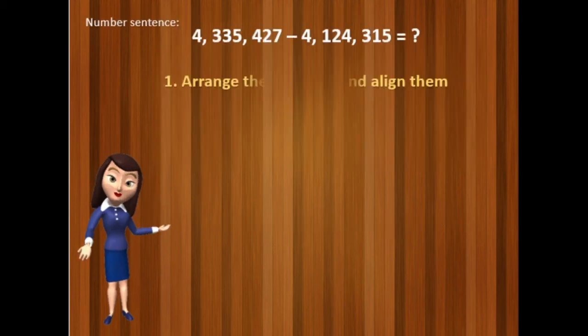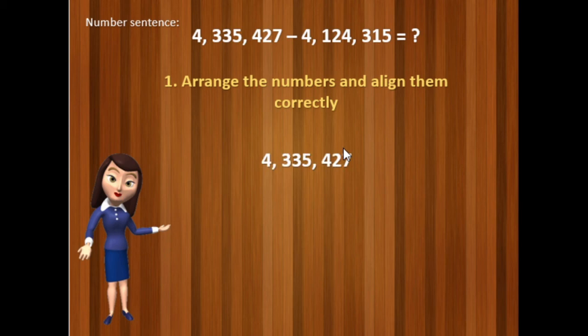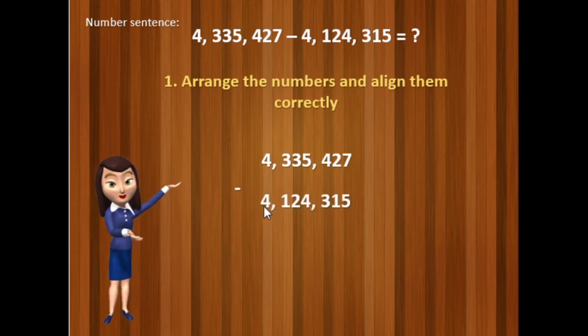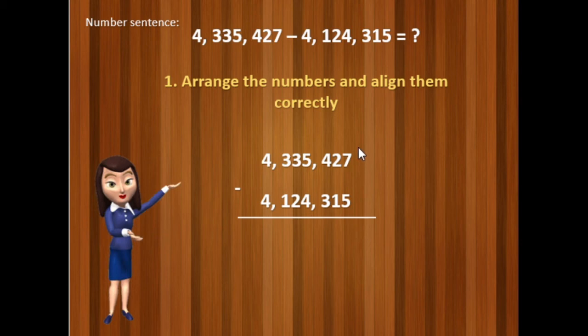How are we going to solve it? Just like addition, arrange and align the numbers to get the correct answer. We have here 4,335,427 minus 4,124,315. Start from the right.